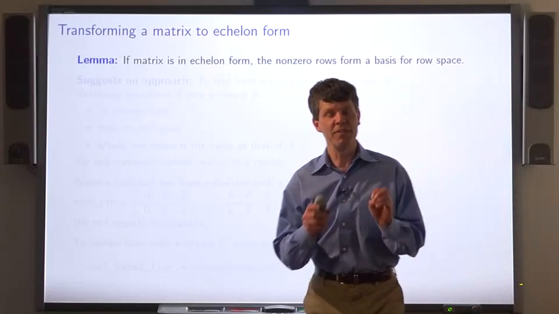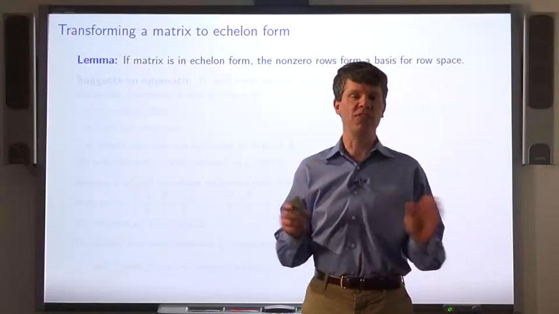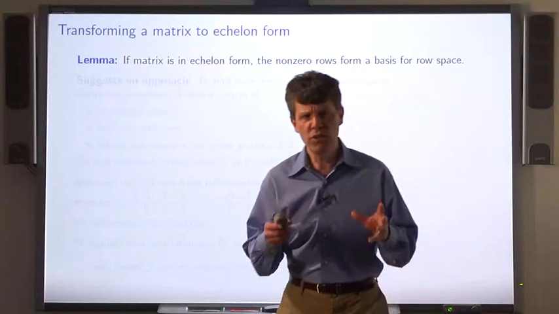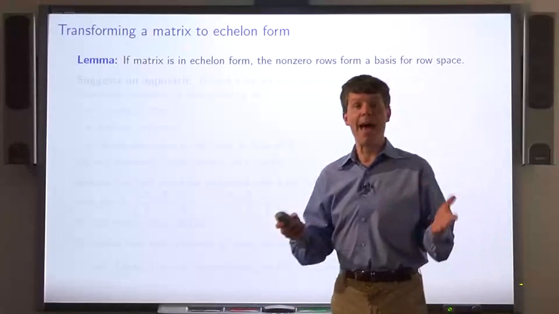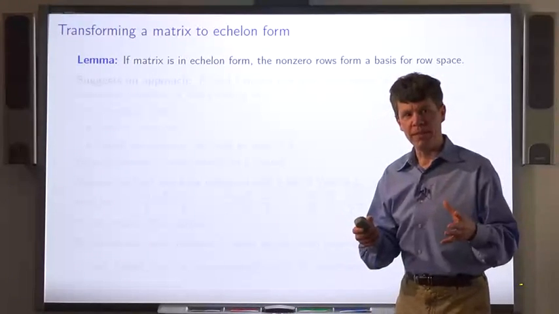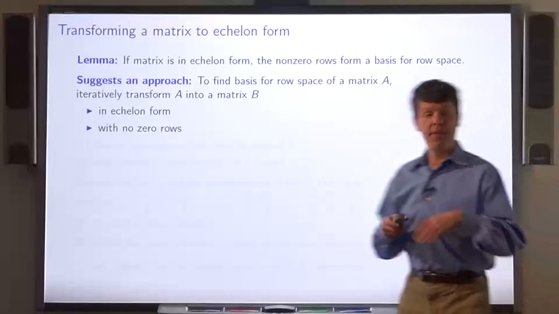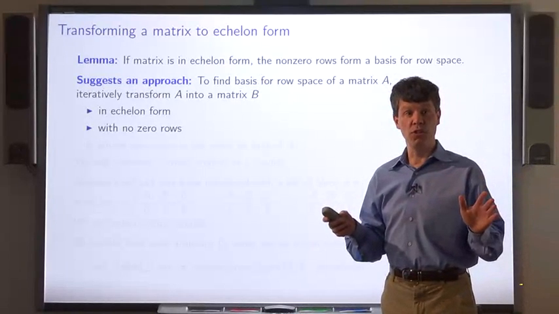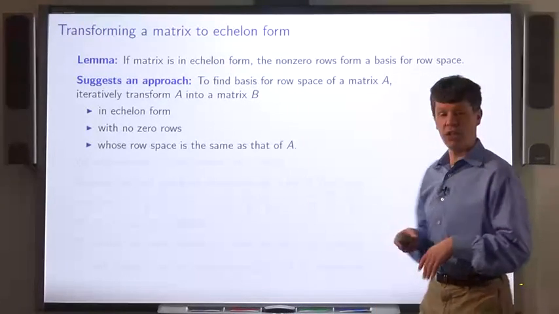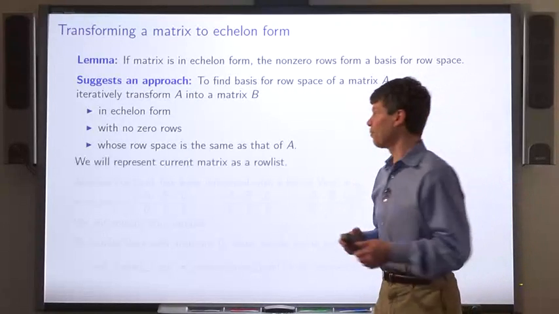So I've illustrated that if a matrix is in echelon form, its non-zero rows form a basis for its row space. How can we use this idea when our matrix doesn't happen to be in echelon form? What we want to do is transform it into a matrix that is in echelon form, that has no zero rows, and such that the row space is the same as the row space of the original matrix.